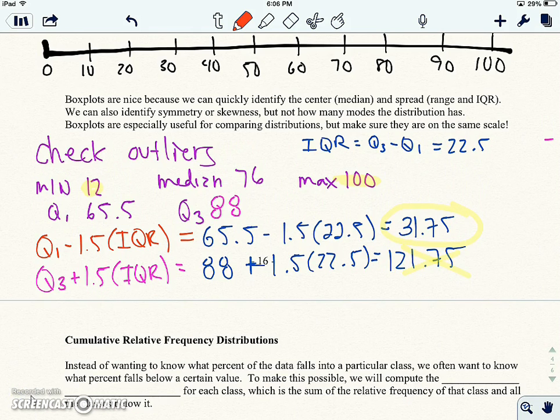Okay, I'm going to read the last part to you, and it says, box plots are nice because we can quickly identify the center and the spread. We can also identify symmetry or skewness, but not how many modes a distribution has. Box plots are especially useful for comparing distributions, but make sure they're on the same scale. And that's a back-to-back box plot, just like we have a back-to-back stem and leaf plot, and we'll talk about that in a little bit.